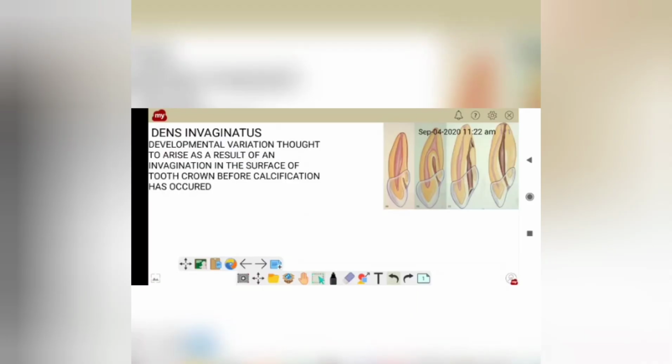The next developmental disturbance which we are going to study is dens invaginatus. It is also called dens indente or dilated composite odontome. Now, what is dens invaginatus? It is a developmental variation thought to arise as a result of an invagination in the surface of the tooth crown before calcification has occurred. That means the crown has not been formed yet, and calcification has not begun. During that process, if an invagination occurs, that will lead to dens indente or dens invaginatus.